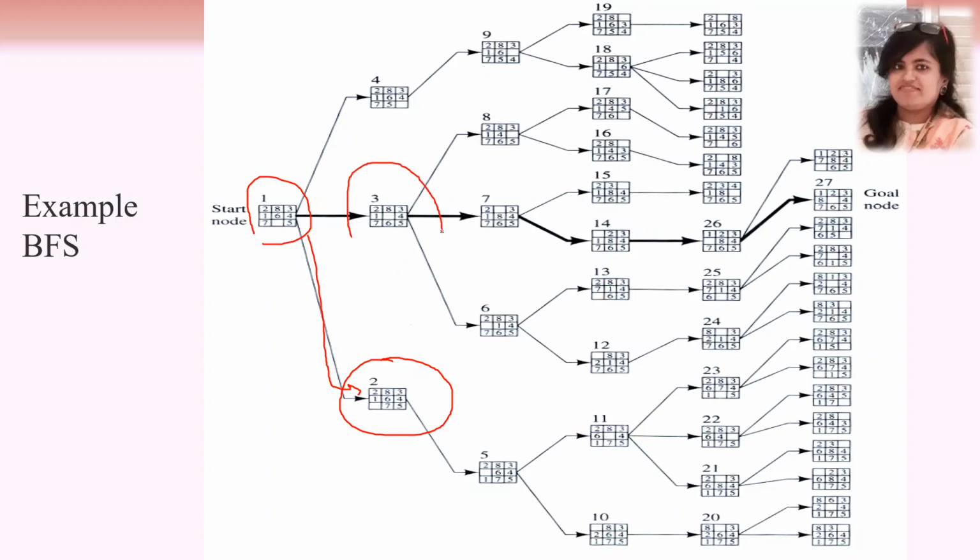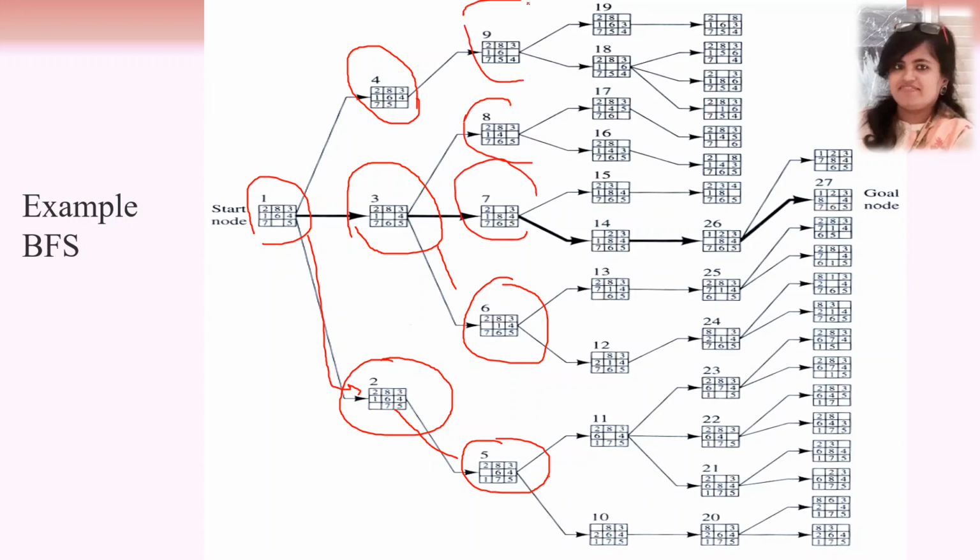Then it will search this particular node whether it's a goal node or not. Then this one, whether it's a goal node or not. Next, these children or this node will be searched. Then after that this. So these will be searched, then these and these. This way it will go on searching along the breadth way, and your goal is present over here.